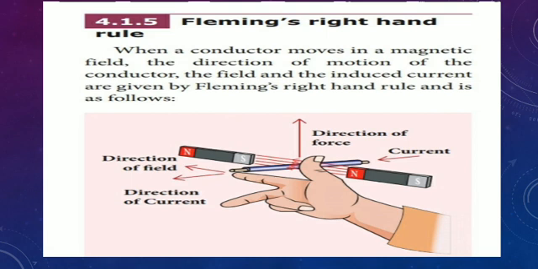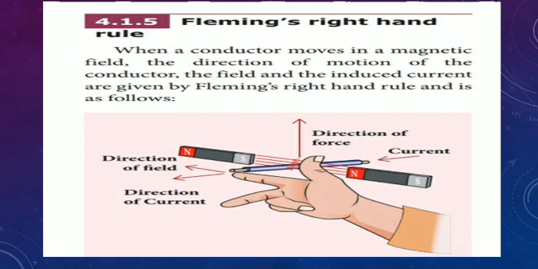When a conductor moves in a magnetic field, the direction of motion and the induced current will be explained by which rule? Fleming's right hand rule. When the conductor moves in a magnetic field, it experiences a force, and at the same time some current is induced. So these are explained by Fleming's right hand rule.